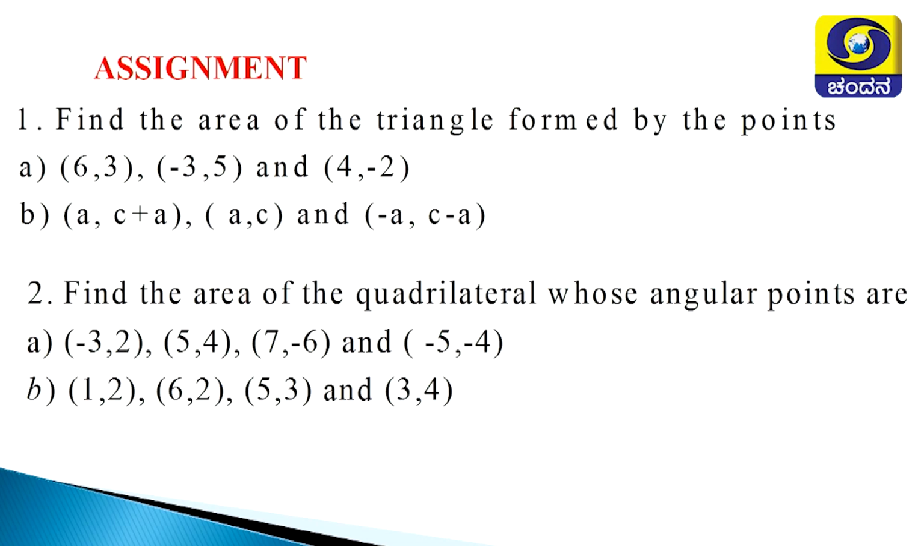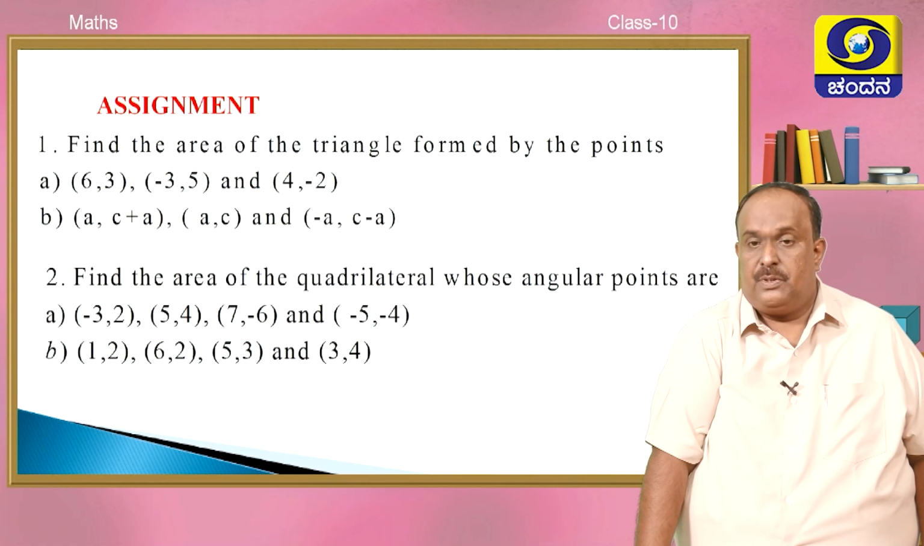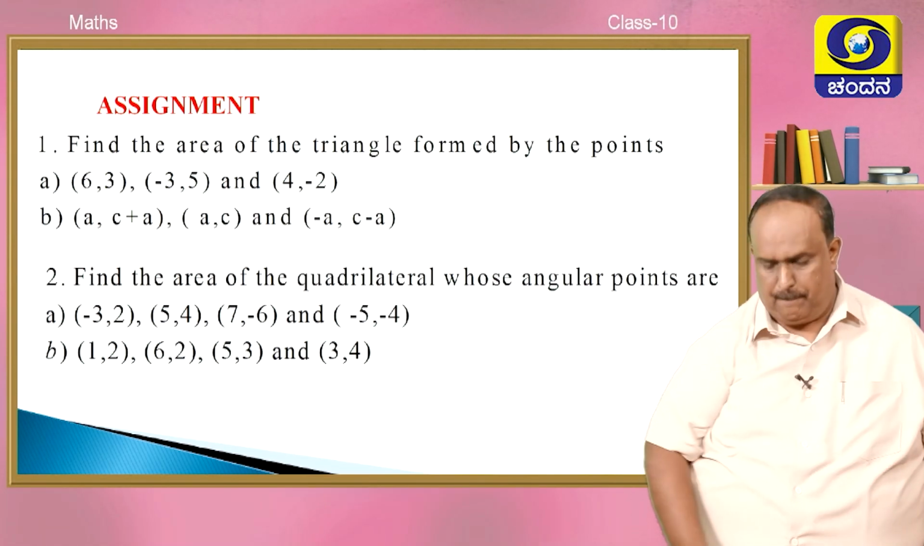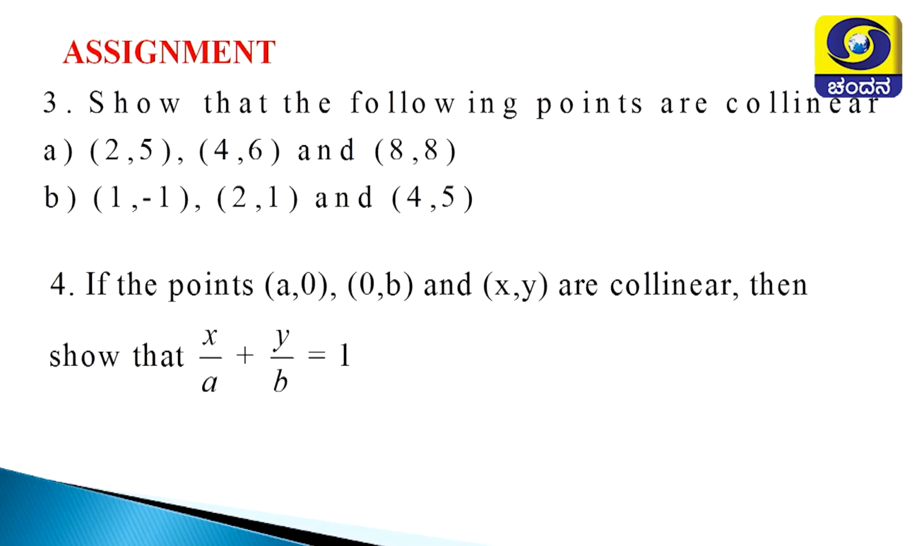Find the area of the quadrilateral whose angular points are, just now we did the problem on quadrilateral. Like that, I have given you two sets of points. You will find the area of the quadrilateral. In the next, question number 3, you need to show these two sets of points are collinear: 2, 5, 4, 6, 8, 8, and 1, minus 1, 2, 1 and 4, 5. In these two cases, you will get delta 0, that is area of triangle 0.